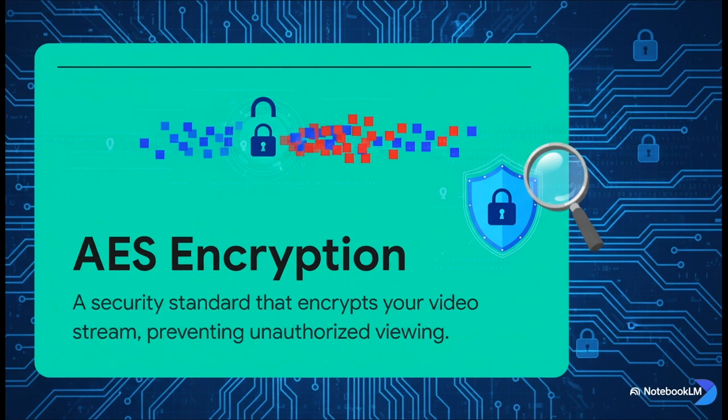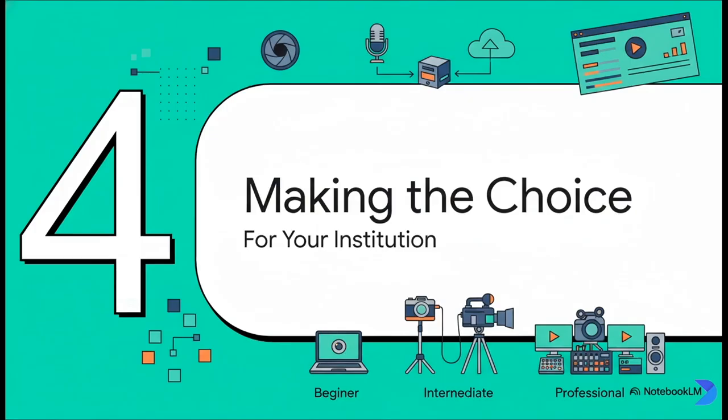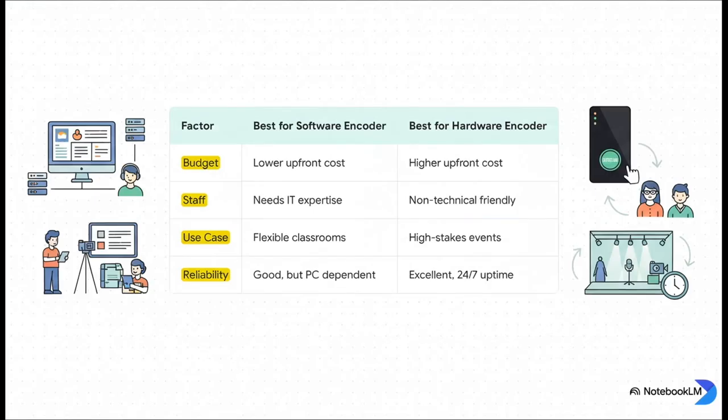So, with all of this on the table, how in the world do you make the right choice for your specific school, college, or university? This matrix right here provides a really clear framework. Look, if your main driver is a lower upfront cost and you've got a solid IT team that can handle the support, then yeah, a software encoder makes a ton of sense. It's perfect for a flexible media lab.